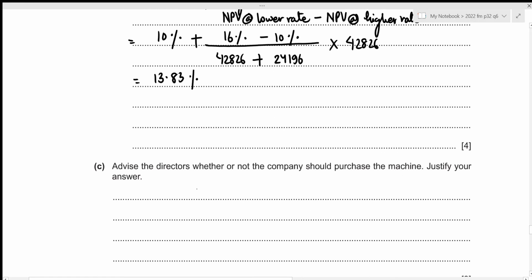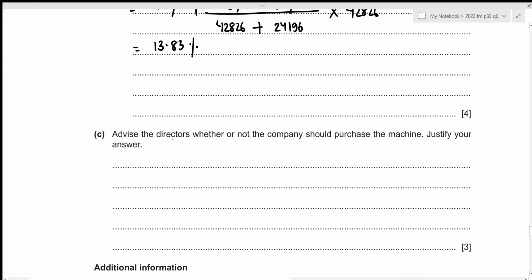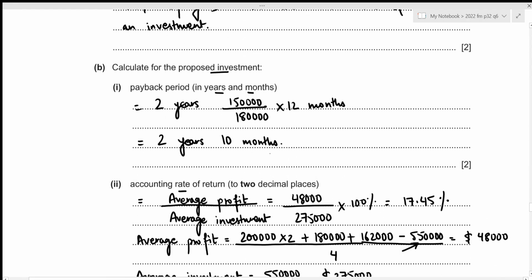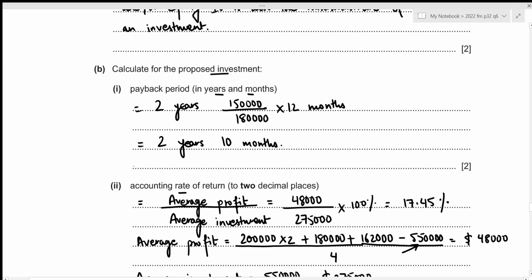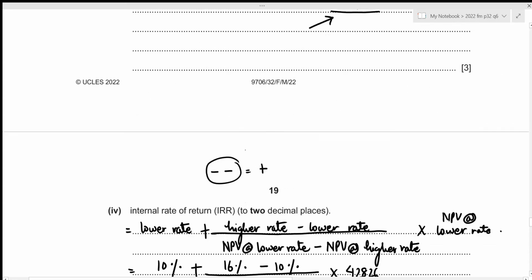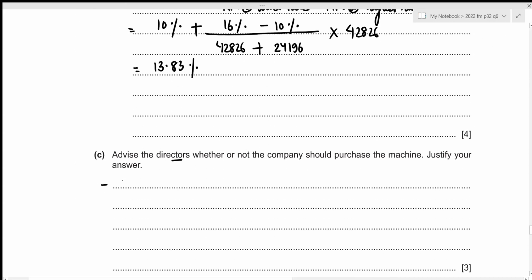Okay. Now for the third part of this question, we need to advise the directors whether or not the company should purchase the machine by justifying our answer. Alright, so let's have a look at our payback period. We know that the life of the machine was 4 years and the payback period is 2 years and 10 months, right? Which is within the life of the machine. So this indicates that the payback period is good. Let's write it down. The payback period is within the life of the machine.